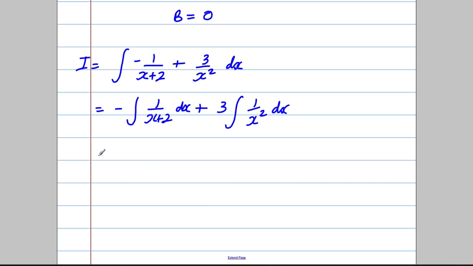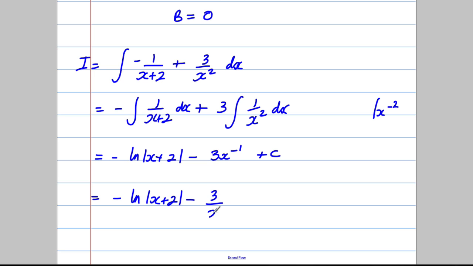This thing here is a log, so that would be negative natural logarithm of x + 2. This thing here is basically the integral of x to the negative 2, add 1 to the power and divide, so that would be minus 3x to the negative 1, plus c. And I could rewrite that as negative natural logarithm of x + 2, minus 3 over x, plus constant c, and we're done.